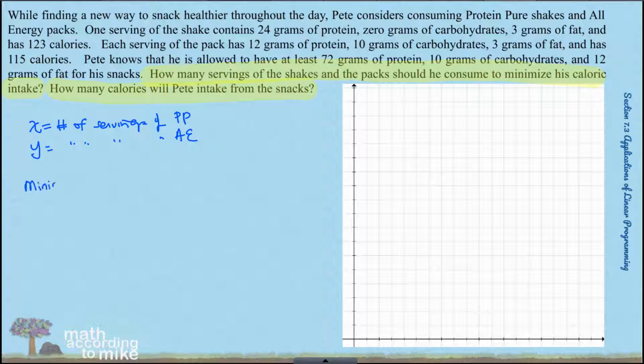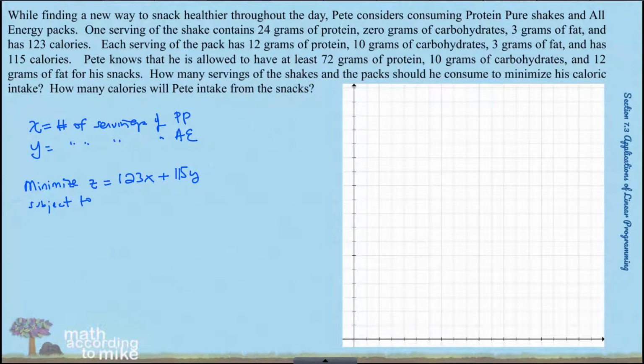Okay. So now we're trying to minimize his caloric intake. So we'll say minimize Z equals, how many calories does each pure protein give him? It gives him 123 calories. So we'll say 123X plus, how many calories does each all energy give him? Gives him 115 calories. And we have Y of those. All right. Subject to, let me get rid of these guys here.